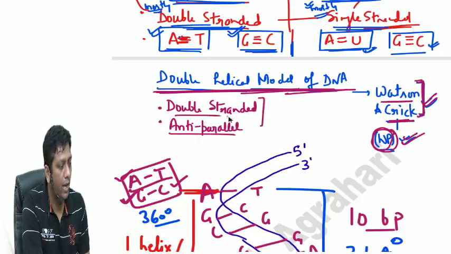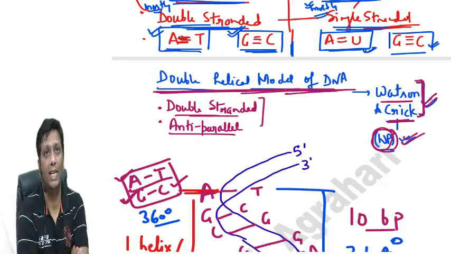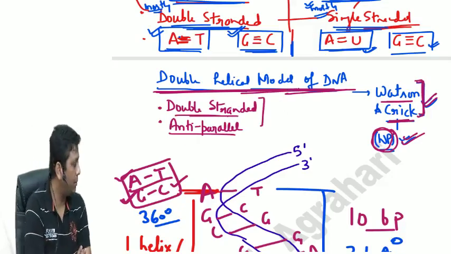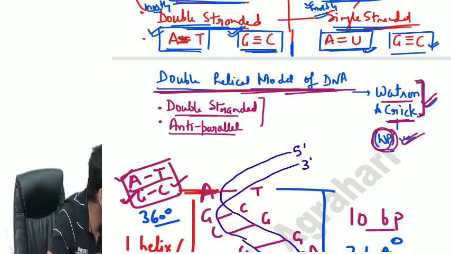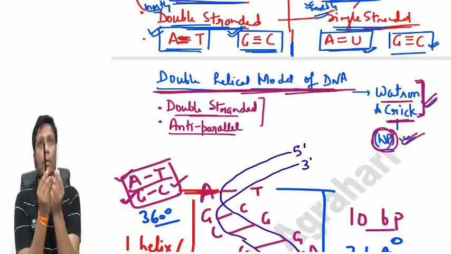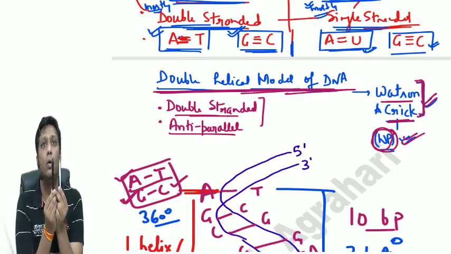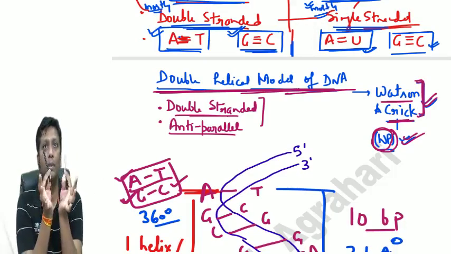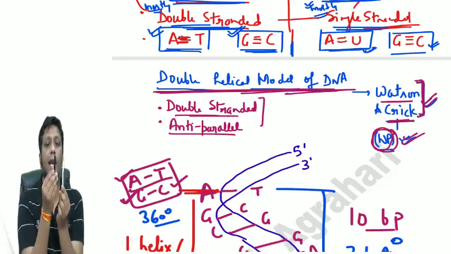So DNA is anti-parallel. DNA has two strands, and both strands are anti-parallel. Anti-parallel means something very simple. See guys, this is a pen. These two are pens. This is parallel: the open portion is on the upper side and the closed portion is on the back side. If I turn one, it becomes anti-parallel.